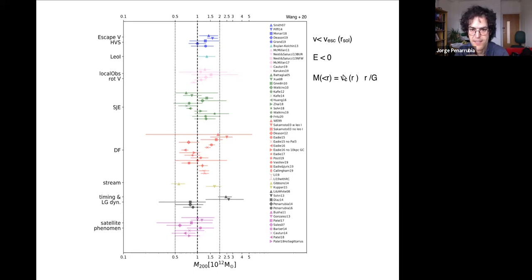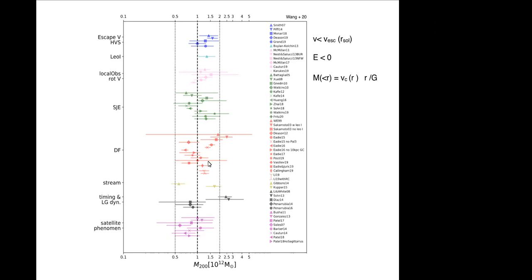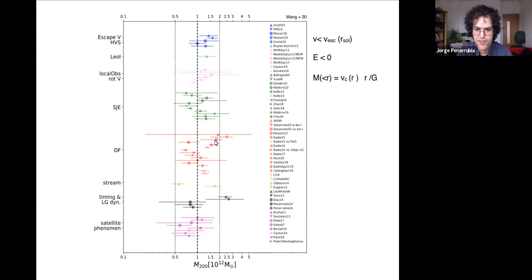So it's again an extrapolation of a factor of 10 in radius. And then you have the Jeans equations and the distribution functions, again with masses between 0.5 and 4 times 10 to the 12. So there is a factor of 4 in mass using different techniques. Now it's worrisome that some of these techniques use the same data. So you have very different values depending on which technique you use, even if the data is very similar. Same with tidal streams, covering a very large range of Milky Way masses.